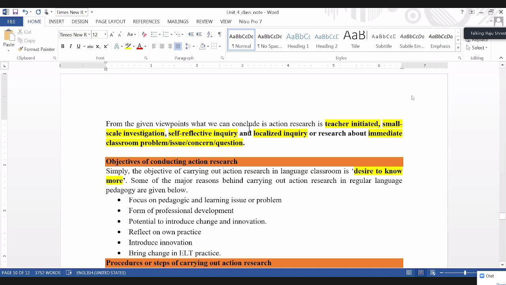So this kind of desire to know, this kind of concerns, this kind of questions, then you carry out action research. So simply the objective of carrying out action research in language classroom is desire to know more and better. Some of the major reasons behind carrying out action research in regular language pedagogy, language teaching and learning, are given below. Focus on pedagogic and learning issues or problems.